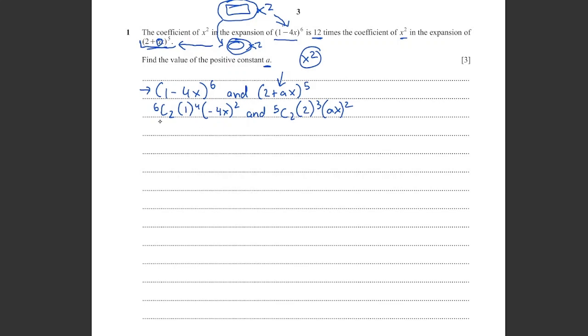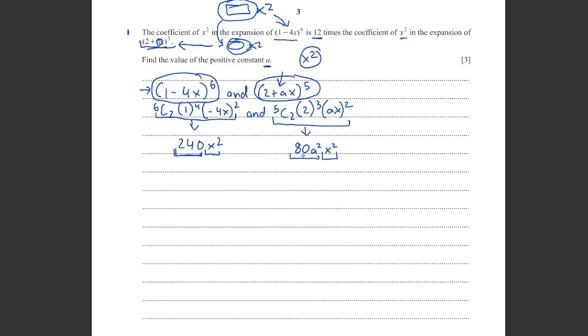Let's solve both of these out. When you solve this, you get 240x squared, and when you solve this in your calculator, you get 80a squared x squared. Now you have the x squared term of this bracket and of that bracket, so let's look at the coefficients. Over here the coefficient is 240, over there it is 80a squared. We know that this 240 is 12 times this 80a squared. That's what they told us in the question.